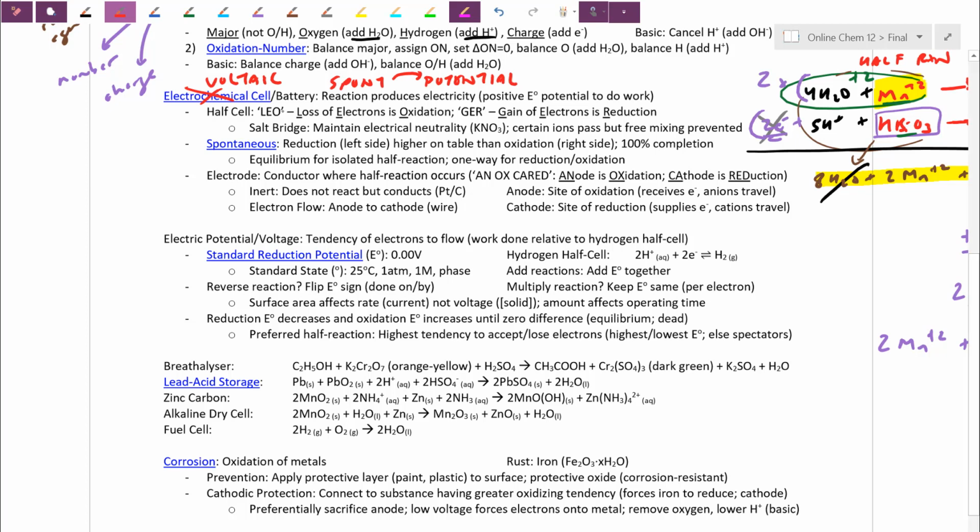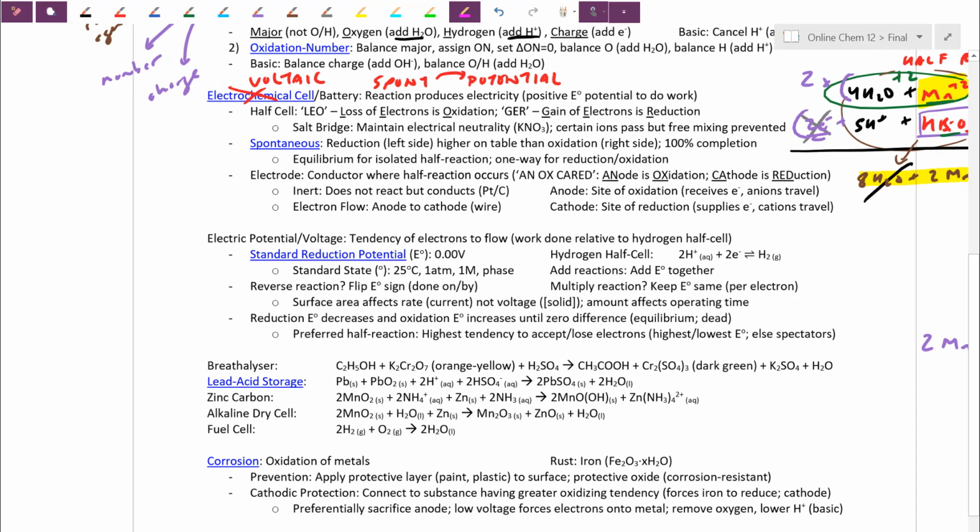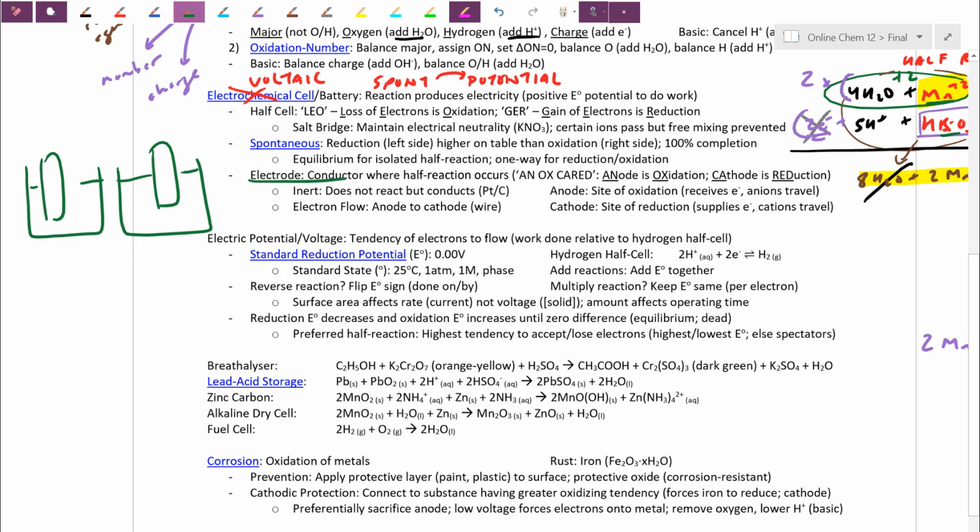There is going to be something that's losing, something that's gaining. Unfortunately, because the reaction is spontaneous, for a voltaic cell, I want half of it to occur on one side, half of it to occur on the other side. Usually we're going to have a metal plate. In general, those metal plates are called electrodes. Those are just conductors. They temporarily hold the electrons. The conductor where the oxidation occurs is referred to as the anode. Notice the definition here. It's the site of oxidation. It's where the oxidation happens.